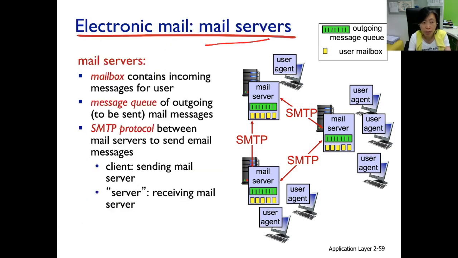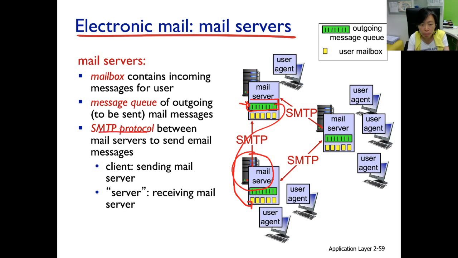Now the mail servers. They have 3 major components. The mailbox, which contains all the incoming messages per user. So these are the yellow boxes. When emails come in, they will be sorted out and then put into the mailboxes depending on who the receivers are. Second component, the message queue. Those are the green queues over here. So messages that are going out will all be stored here temporarily, waiting for the receiving mail server to open up and then accept the emails.